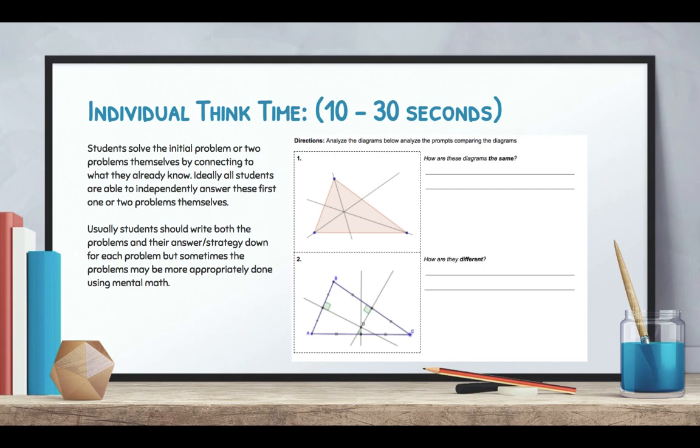So they normally are going to take some time to solve this initial problem themselves, hopefully connecting to what they already know, ideally able to answer it independently. And usually students should write down both the problems and their answers and strategies to this question or these questions.